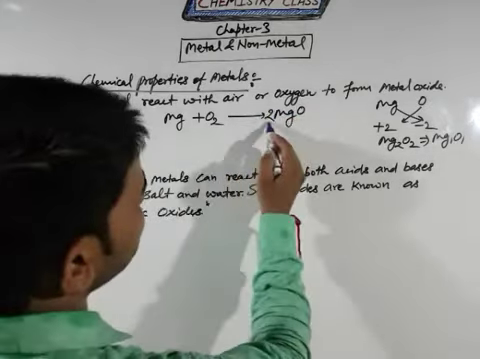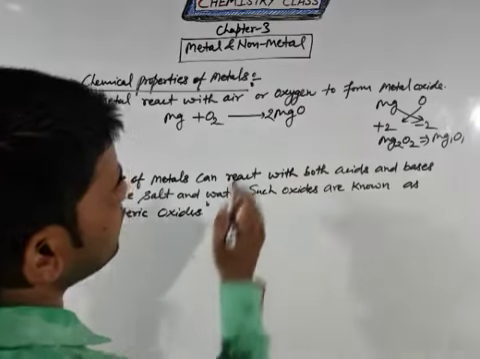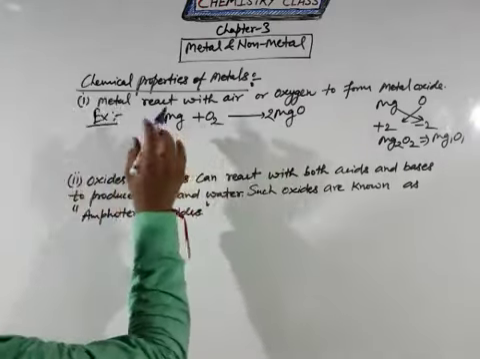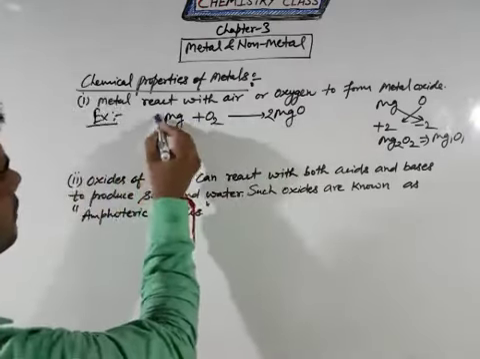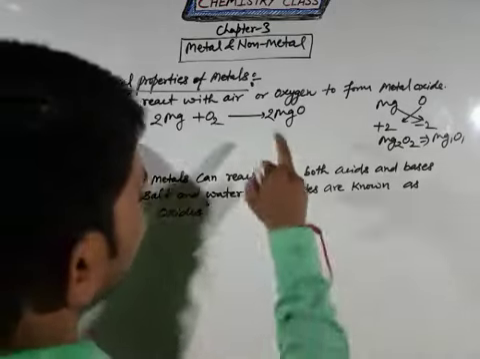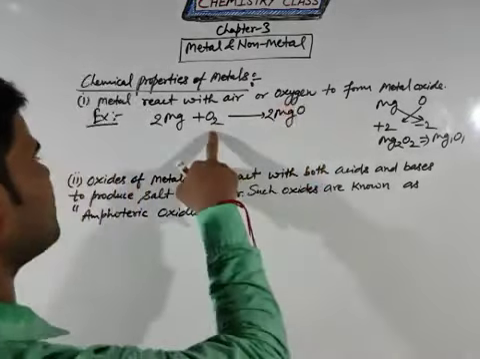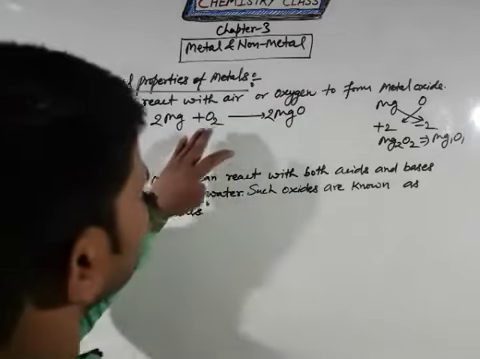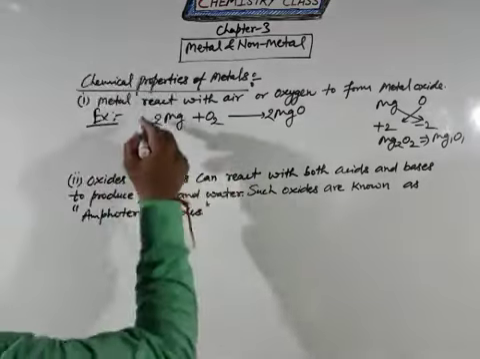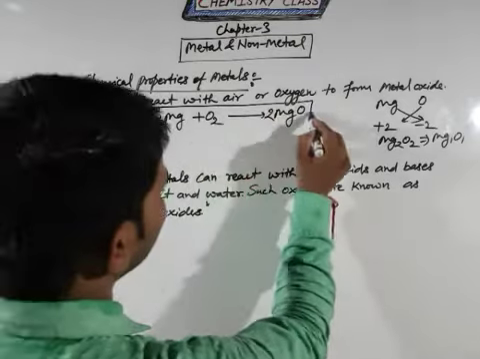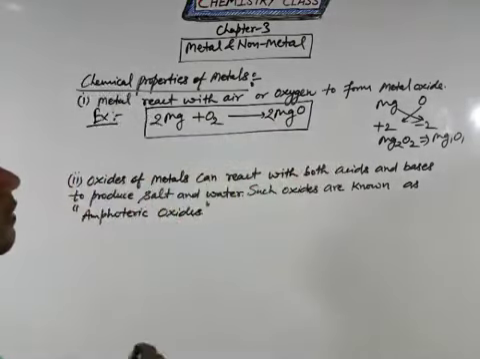So you can see here Mg, how much on the right side? 2, but on the left side you have a single Mg. So that's why multiply by 2. And in this case, on the right side you have 2 oxygen atoms, and on the left side you also have 2 oxygen atoms. So this is our balanced chemical equation here.